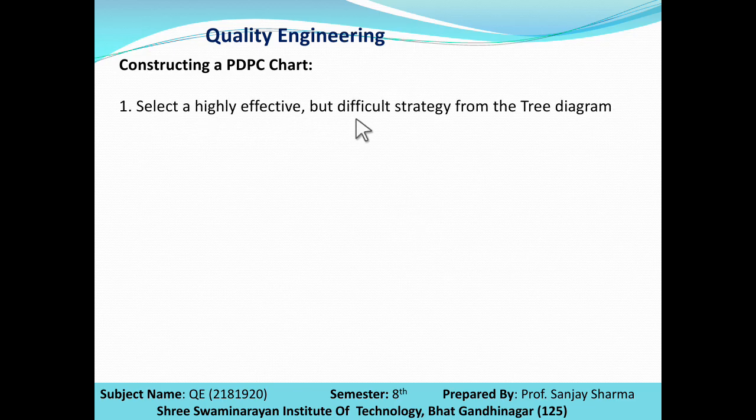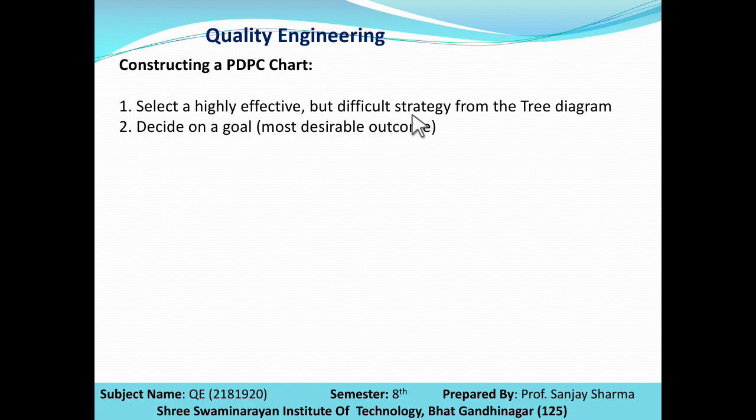Select a highly effective but difficult strategy from the tree diagram. Again, you can say the tree diagram is the mother of all. Tree diagram means we all know that when we are running an organization, there are lots of activities to be done. So a single person cannot look after all the activities. So he has to distribute these activities in the downstream. When the activities are distributed in the downstream, it is automatically understood as a tree diagram. So all organizations have a tree diagram.